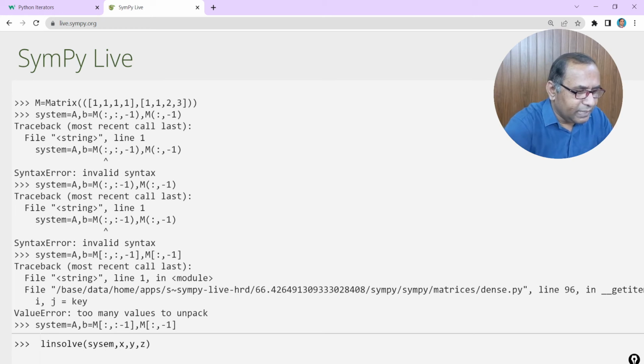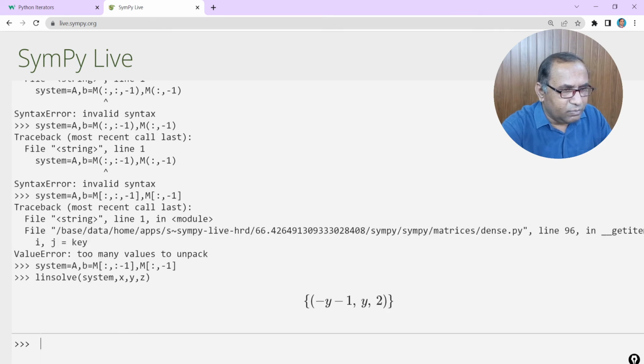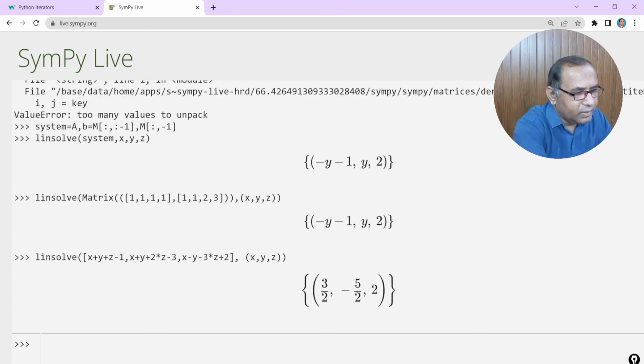Okay, and when you enter, we have the same solution as above. So in this way we can use this linear solver system, and there are various ways to use it, and I hope this will be very helpful for all of you.